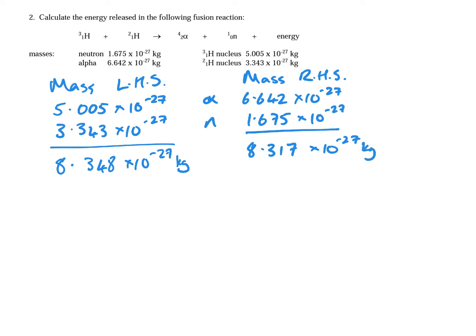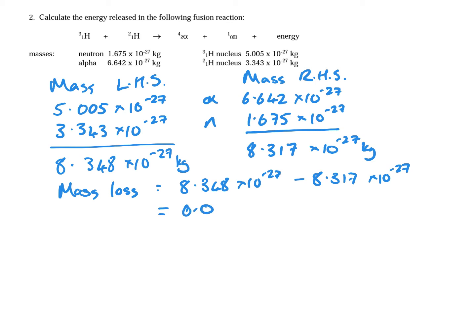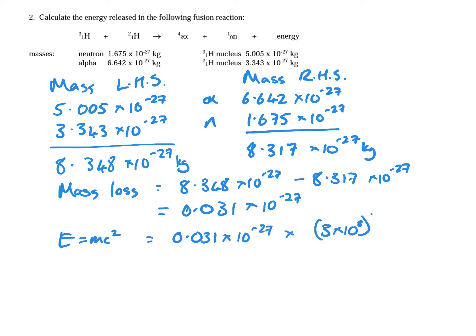And now we can work out the mass loss. Remember not to do any rounding. And like I say, your calculator might express this as 3.1 times 10 to the minus 29. It's all the same thing. And now we can use the E equals mc squared equation. Don't forget squared.